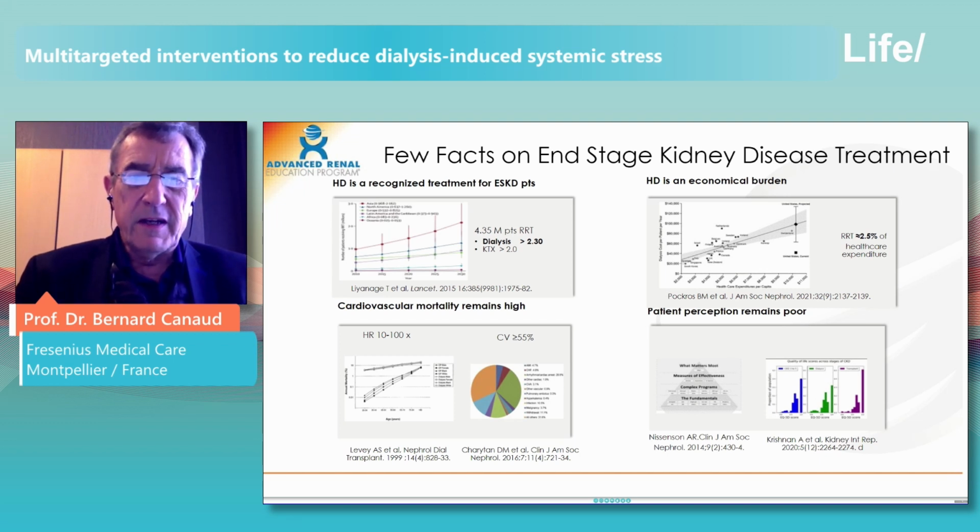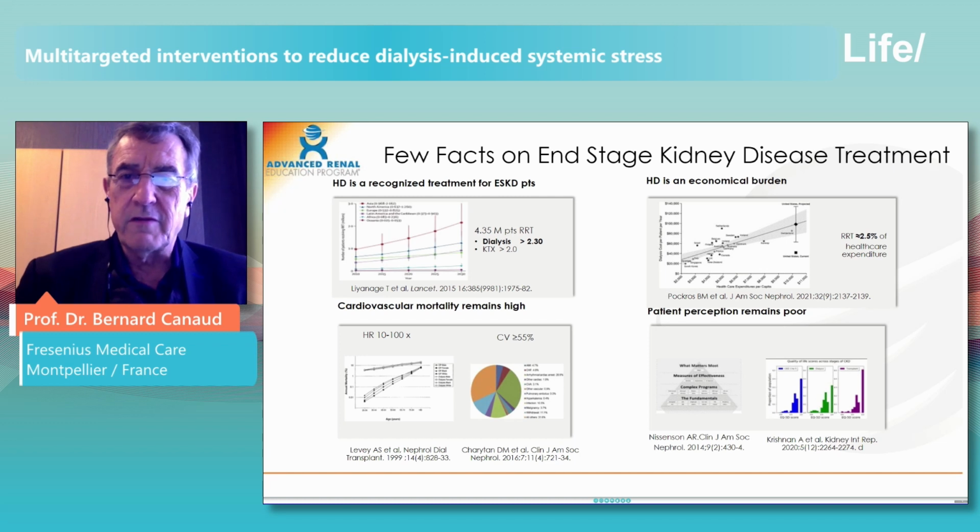Now, the second aspect, which is on the bottom, is the cardiovascular mortality. Still, after 60 years, we know that mortality is almost 10 to 100 times higher, depending on age and population. But still, if you look, almost 55% of the mortality in dialysis patients is coming from cardiovascular origin. So something has to do with the cardiovascular risk in dialysis.